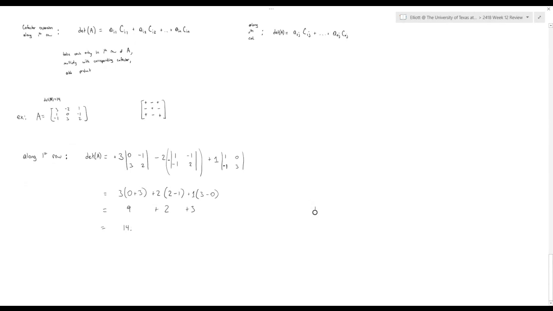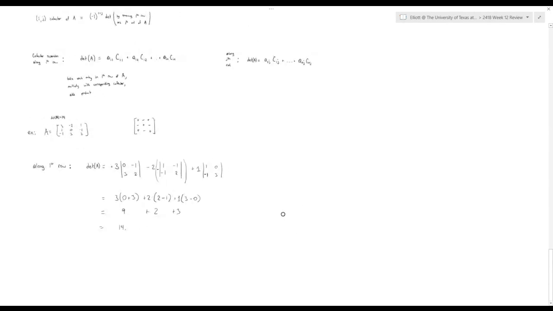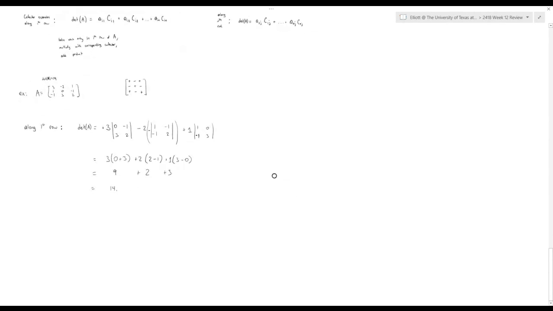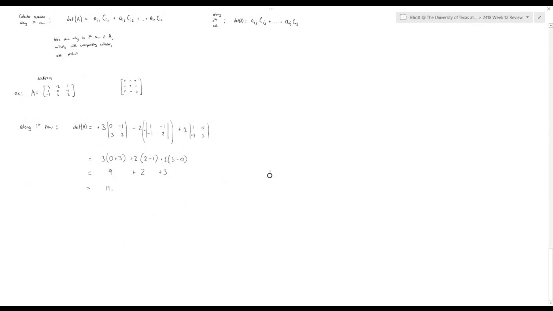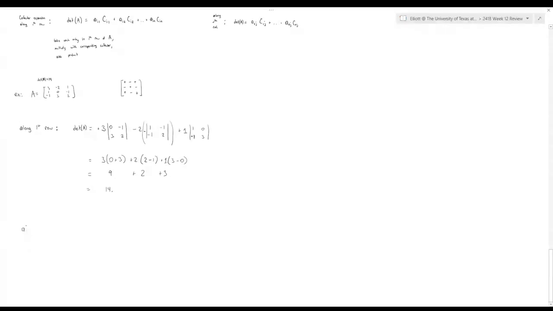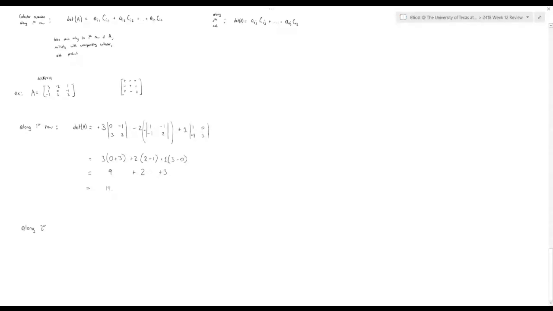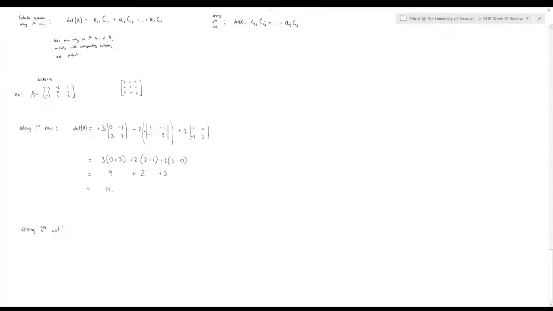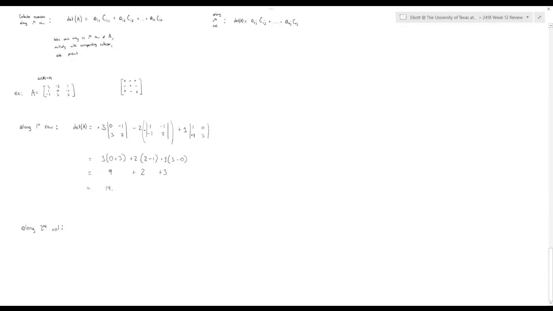And then just to get some more practice, let's do this again, but using a different row or a different column, okay? So this time, let's choose a column. I'll do the second column, okay? Yeah, so any row or any column will give you the same answer in the end. So let's see what happens if I do it along the second column.